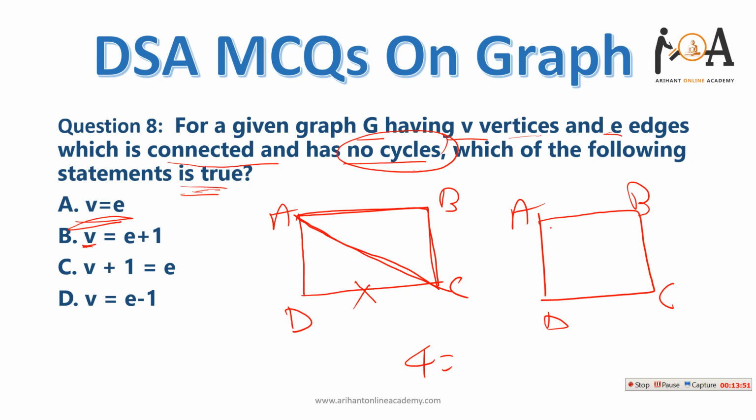Okay guys, one thing is there: the graph is connected and has no cycle. So A, B, C, D, should I consider it a cycle or non-cycle? For a given graph G having V vertices and E edges, if the graph is connected and has no cycle, which of the following statements is true?